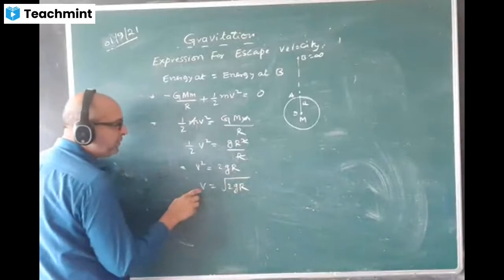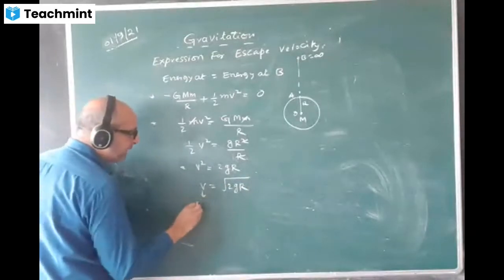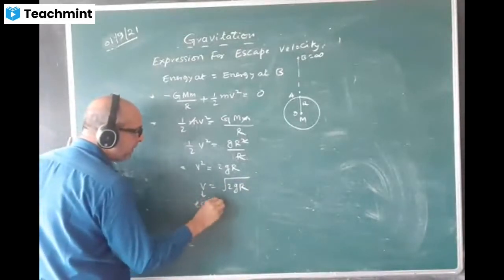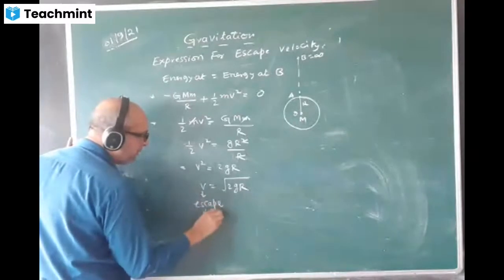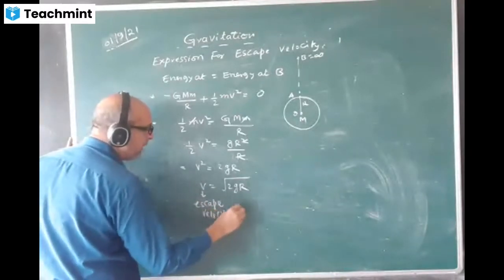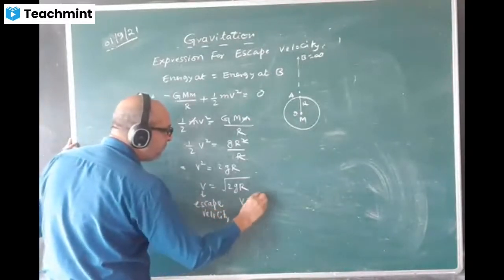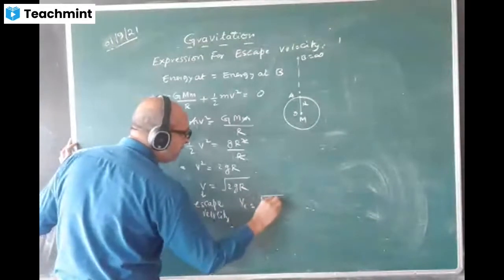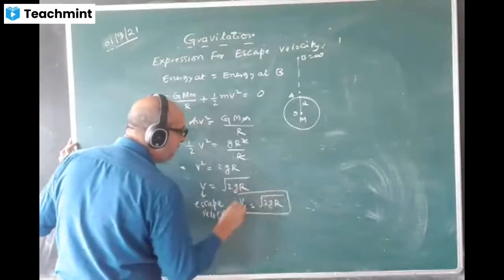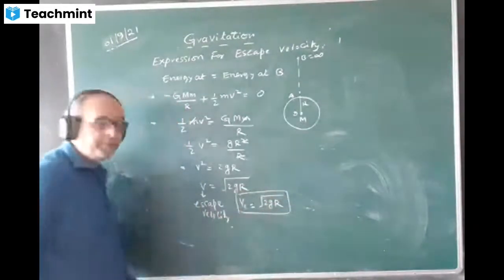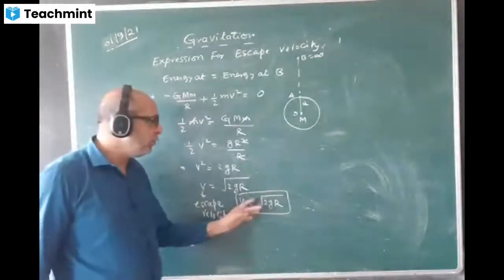This v is what velocity? Escape velocity. That we will write like this: V with the subscript E, V_E is equal to root of 2gR.